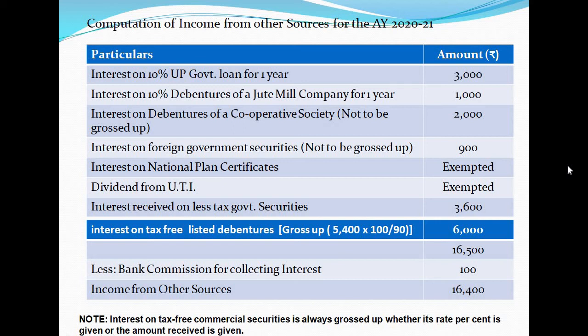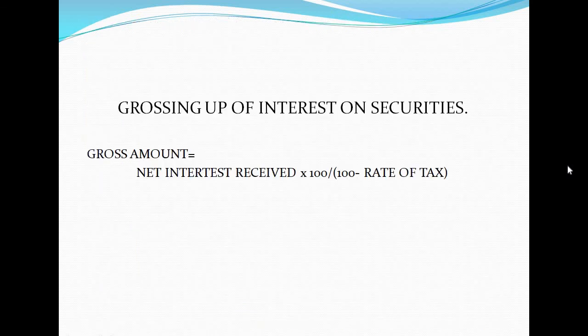So if we add it up, the total amount of interest received will be 16,500, and we'll less the bank commission for collecting interest, that is rupees 100. So we'll get income from other sources of rupees 16,400. Now if you look at the next slide, you'll see how to gross up the interest on security. The gross amount will be the net interest received into 100, divided by 100 minus the rate of tax.